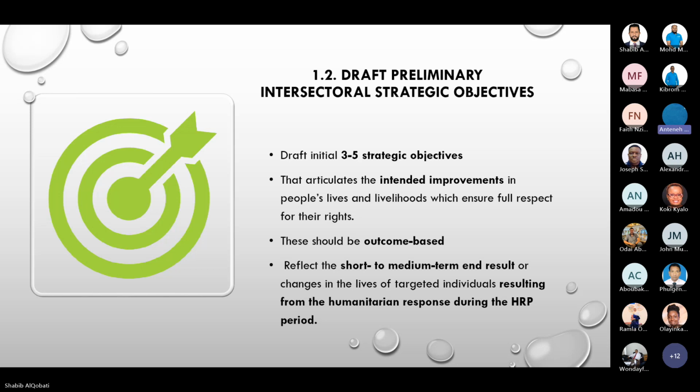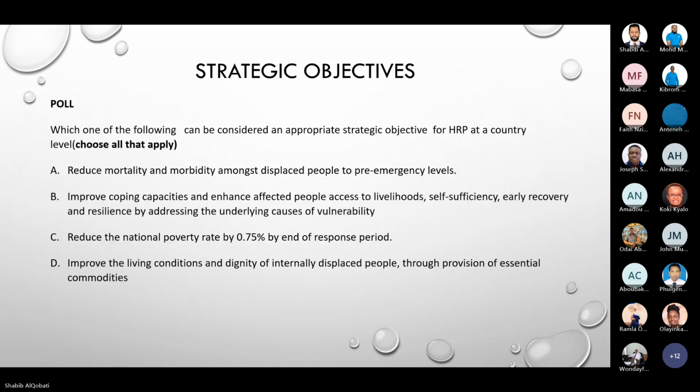But before that, let us run a quick poll, Shabib. Let's do the poll. This is the poll about which of the options can be considered appropriate strategic objectives. Let us take about 30 seconds or a minute and see if everyone understands what sort of strategic objectives we need to formulate for the HRP at country level. And you can give multiple answers.